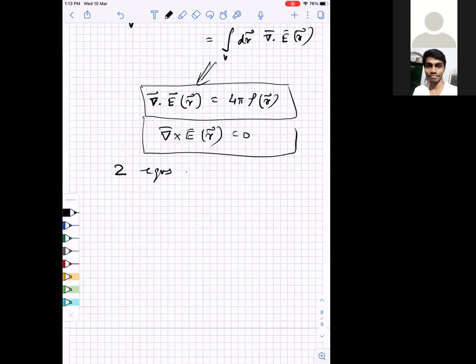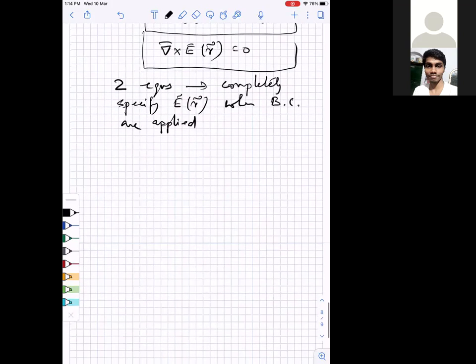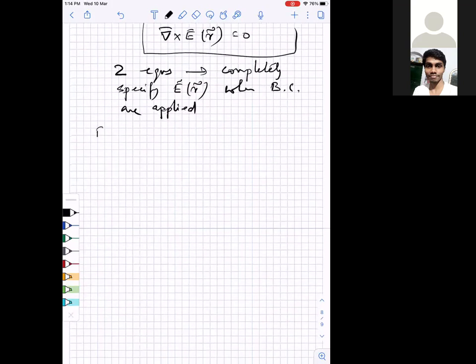So these two equations completely specify E of r when boundary conditions are applied. These are differential equations, and to solve them we need boundary conditions. And of course, the simplest and most logical boundary condition is that E goes to zero as r becomes very large. This is the boundary condition.